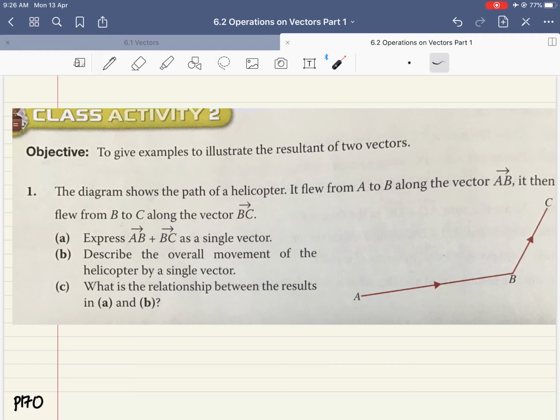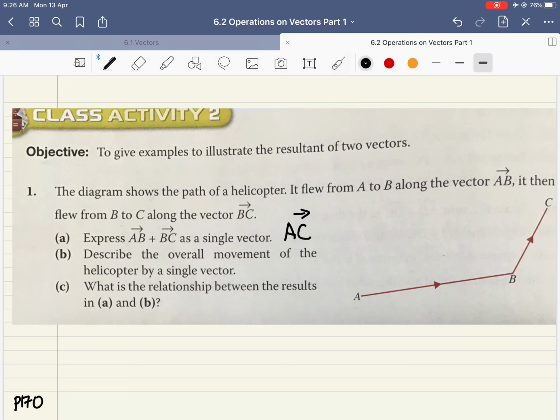Now we are going to move on to class activity 2. For class activity 2, the first question they ask is to express the vector AB plus BC as a single vector. So you should be experts by now. If I start from here, I end here, the single vector is simply the vector AC itself. Hence, AB plus BC as a single vector is the vector AC.